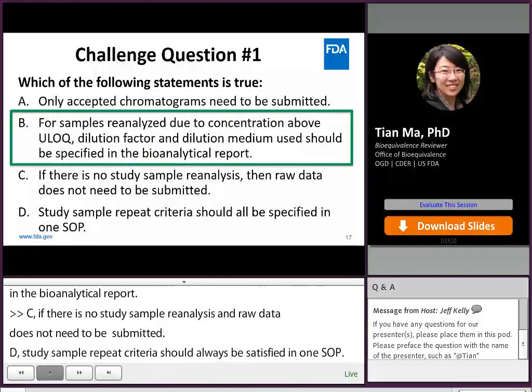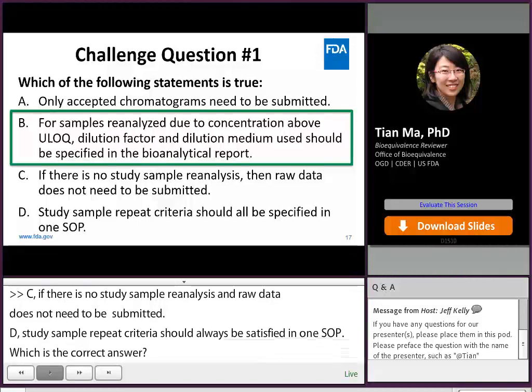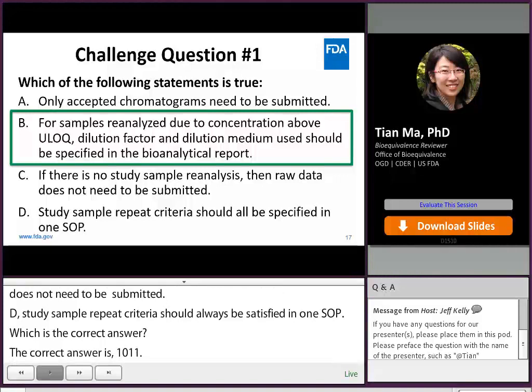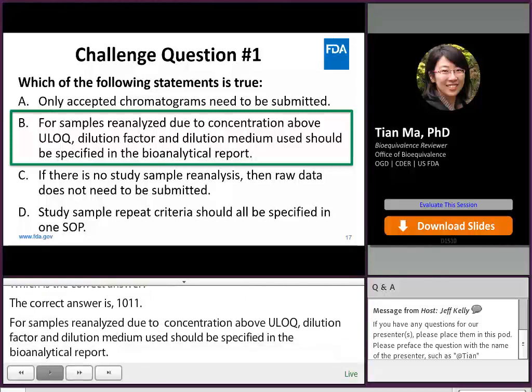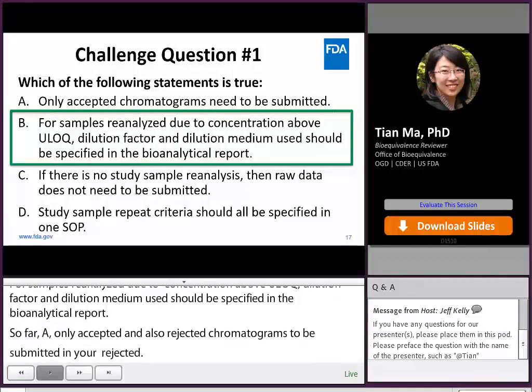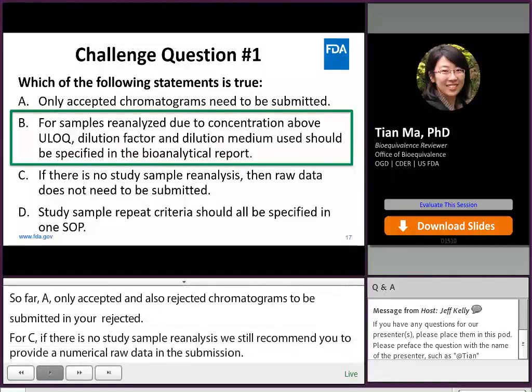The correct answer is B. For samples reanalyzed due to concentration above ULOQ, dilution factor and dilution medium used should be specified in the bioanalytical report. So for A, both the accepted and also the rejected chromatograms should be submitted in your submission. For C, if there is no study sample reanalysis, we still recommend you to provide the numerical raw data in your submission. And for D, the study sample repeat criteria can be specified in multiple SOPs, but we recommend you to provide all of these SOPs in your submission.